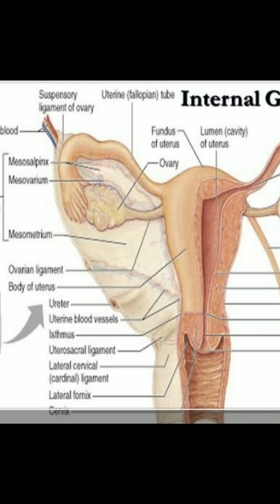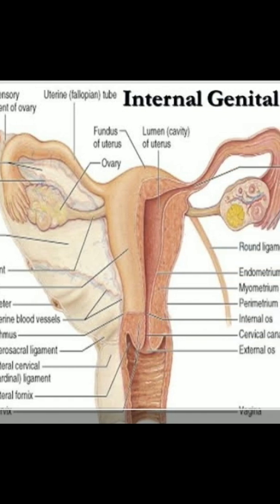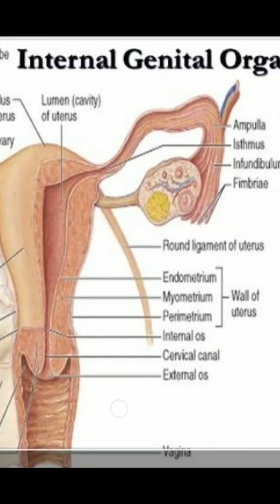See this in the upper part, the fallopian tube is inside, and here the round ligaments are present inside that peritoneum layer, and two round ligaments extend from the uterus to labia majora. And the walls of the uterus are thick and consist of three layers. Here we see the walls of uterus. Outer peritoneal layer called perimetrium, and the middle muscular layer called myometrium, and inner mucous layer called endometrium.